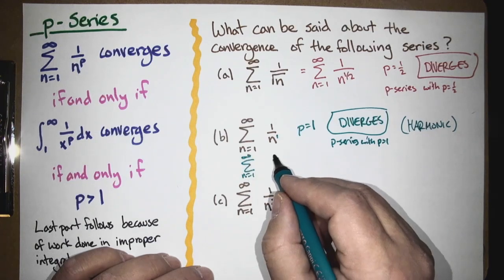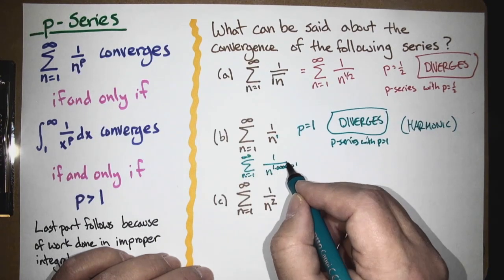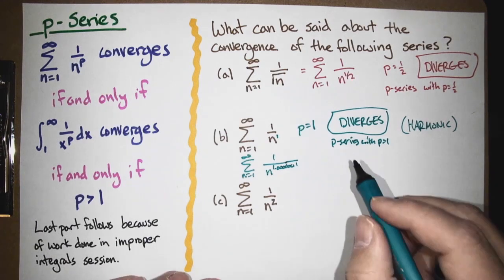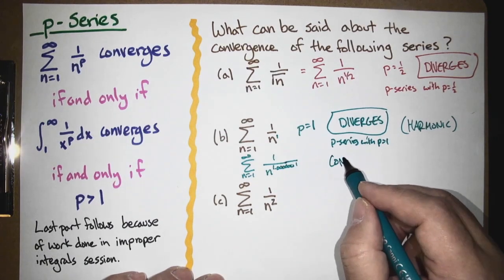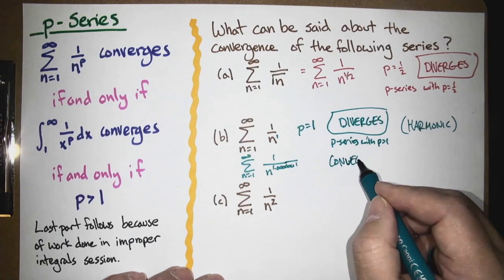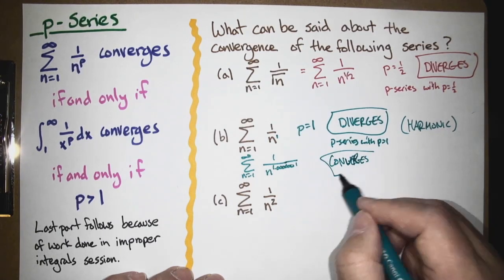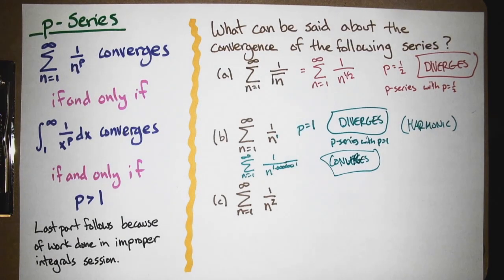What if I throw in a 1 here, 1 over n to the 1.000001. Does that sum converge or diverge? It converges. So even though these are super duper close, somehow that harmonic sum is basically right near the dividing line. Converges. Okay.